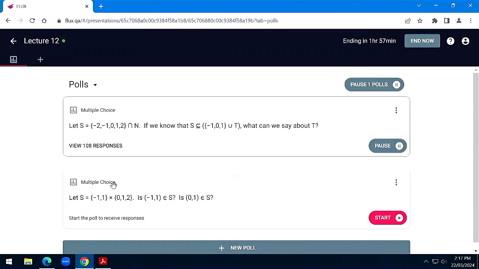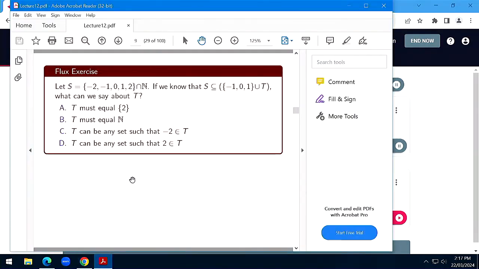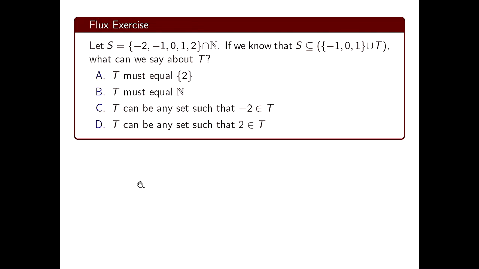How are we going? Another 30 seconds or so.